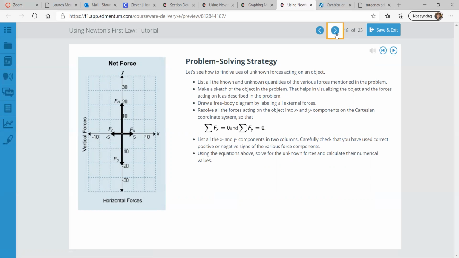And you list all of the external forces in the X and Y direction. So think of it like a graph almost. And you want to think of these in X, Y. So you can think of the sum of forces equals 0 in the X direction, and the sum of forces in the Y direction as 0. So you list the X and Y components in 2 columns, and then you carefully check that you have used correct positive or negative signs for the forces. And then you use these equations to solve for which forces there are. If you know something's in equilibrium, you can easily find the missing force.